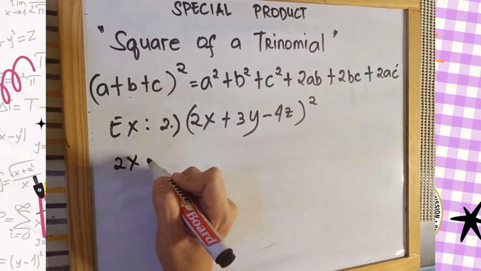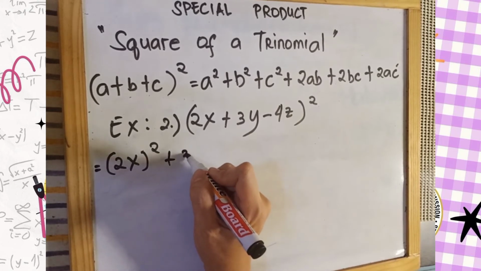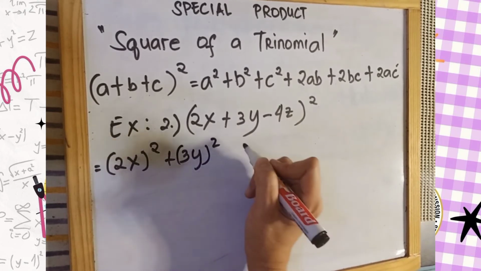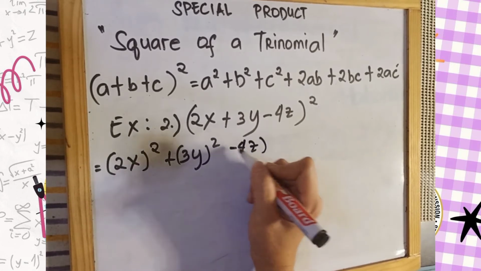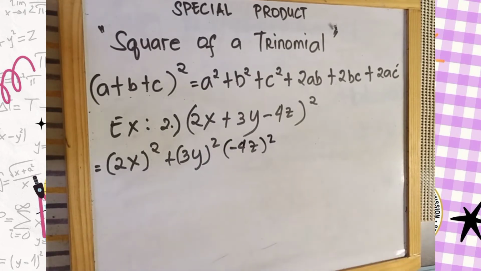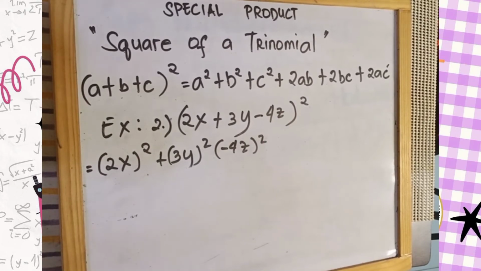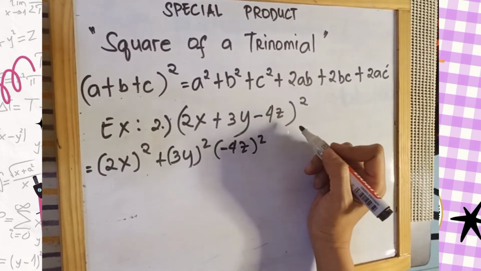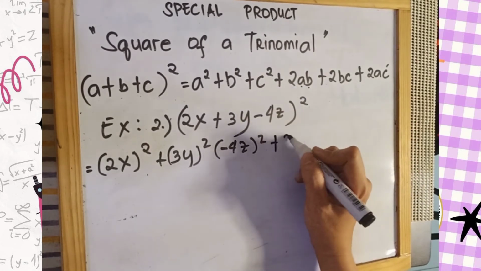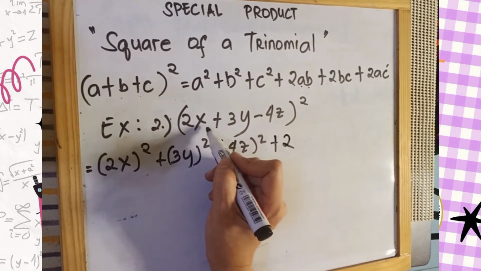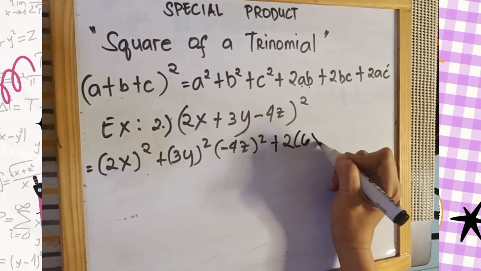So, (2x) squared natin siya. And then, yung second term, (3y) squared natin ulit siya. And then, yung third term, (negative 4z) squared ulit natin siya. Okay, so naka-squared na lahat ng term. Okay, so let's have our next term. So 2 times a and b. That is our first and second term. So plus 2 times 2x times 3y. So 2 times 3 is 6xy.